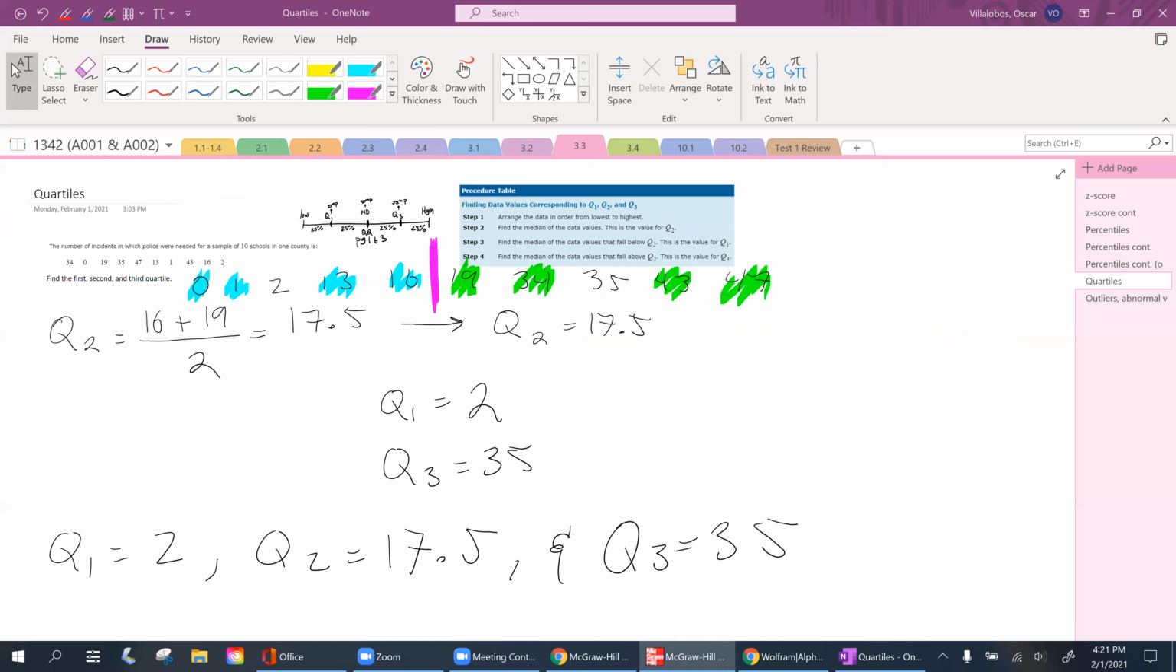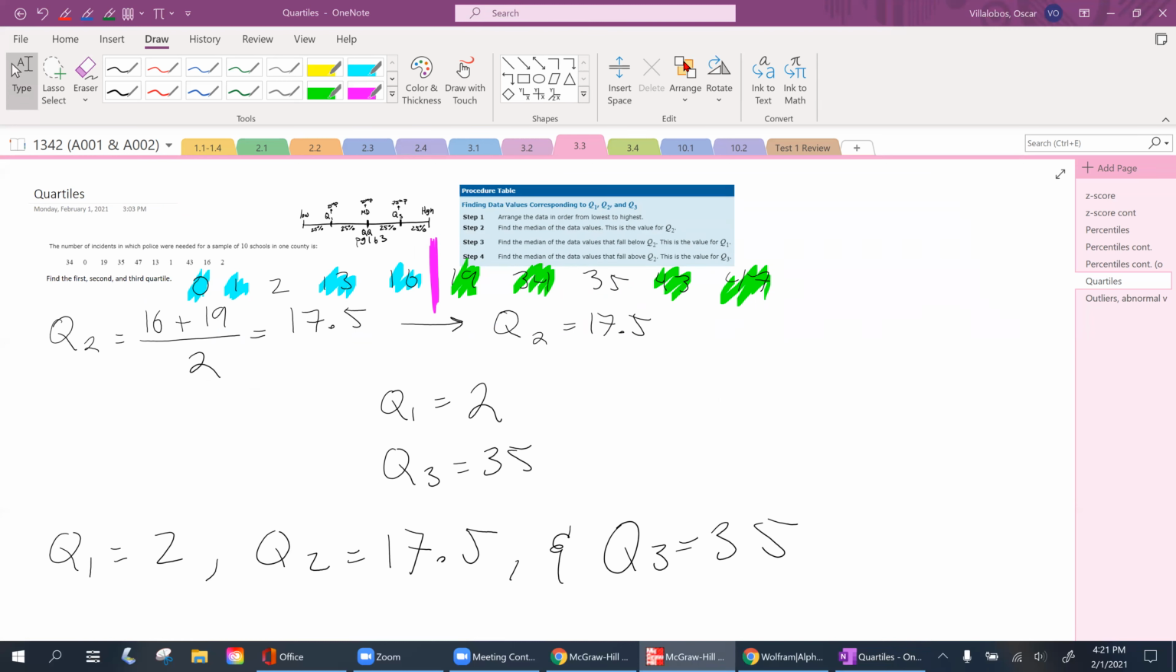And if you notice, we're still dealing with medians and with means whenever we're finding quartiles. This is why it's very important from the very start. We all started very strong, so let's go ahead and finish strong.